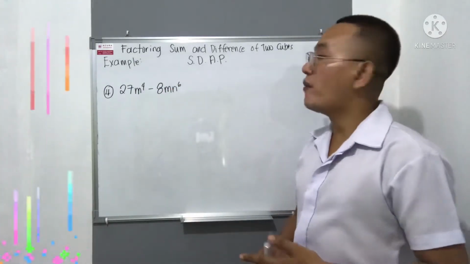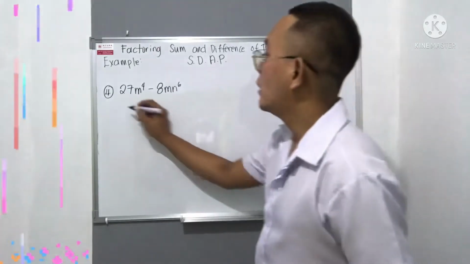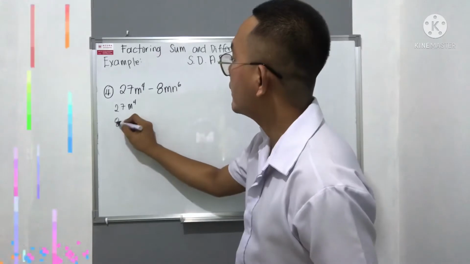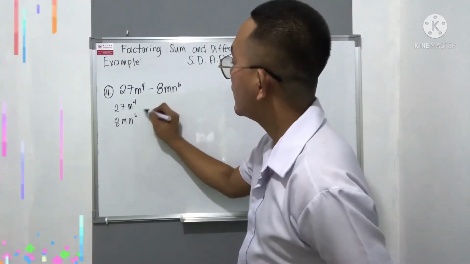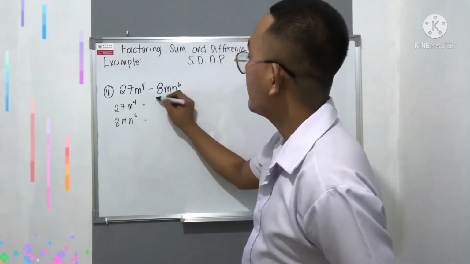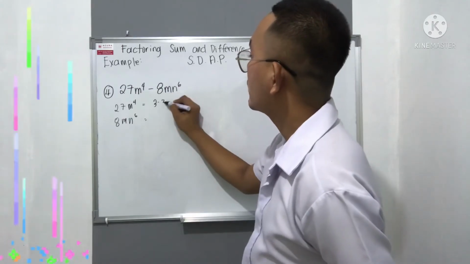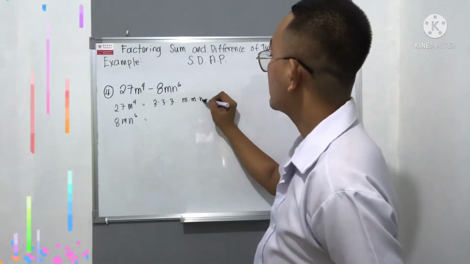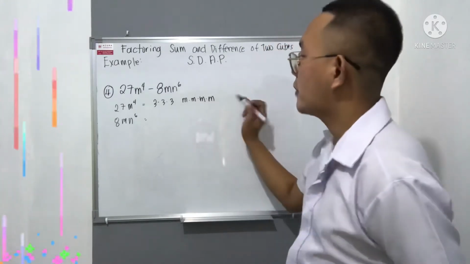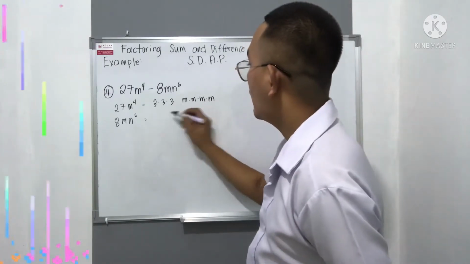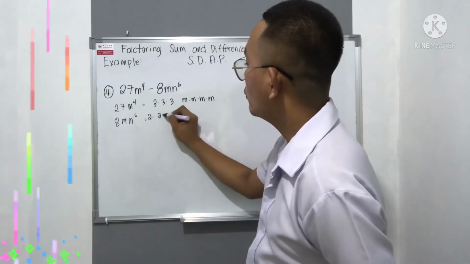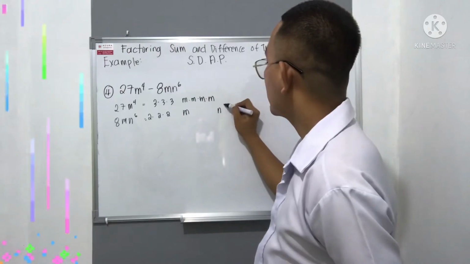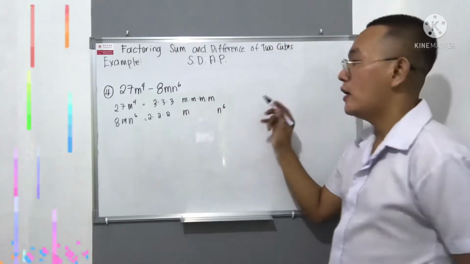So apply natin yung factoring common monomial factors. So 27 m to the 4th and then 8 m n to the 6th power. So 27 is 3 times 3 times 3. So we have 4 m's. m times m times m times m, and then we have 2 times 2 times 2, and we have 1m, and then n to the 6th power kasi wala namang n dito sa first cube natin.